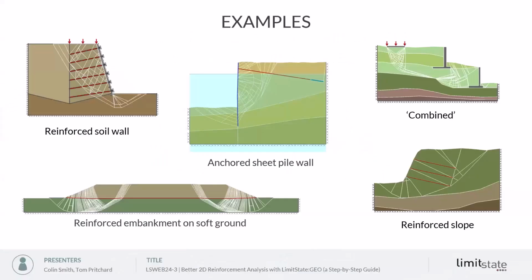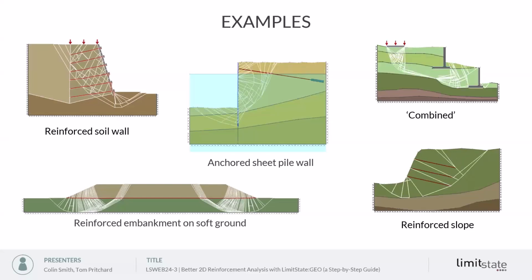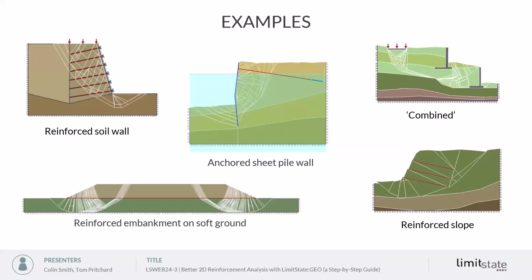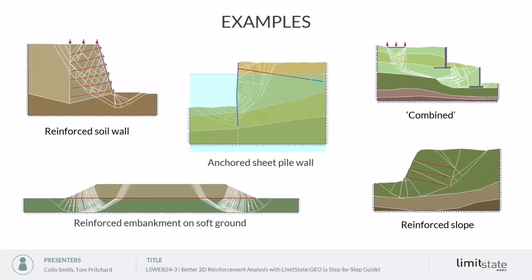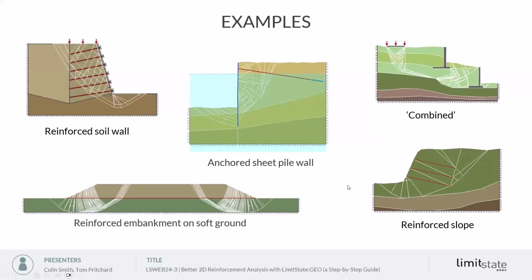Okay, thank you, Tom. So by way of introduction to the software, if you've not seen LimitState GEO before, it's a fully general ultimate limit state analysis program designed to identify the critical collapse mechanism for any problem type in the form of a slipline mechanism, as you can see from these examples.